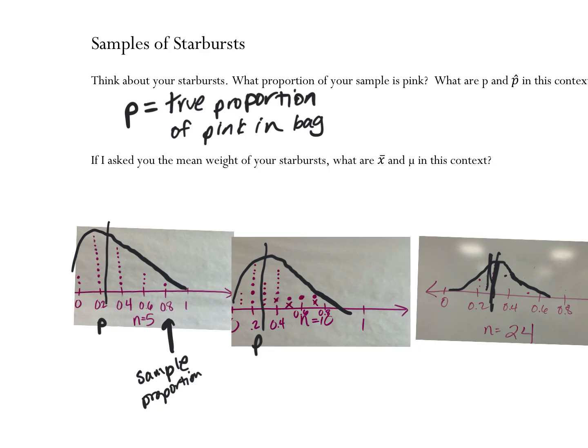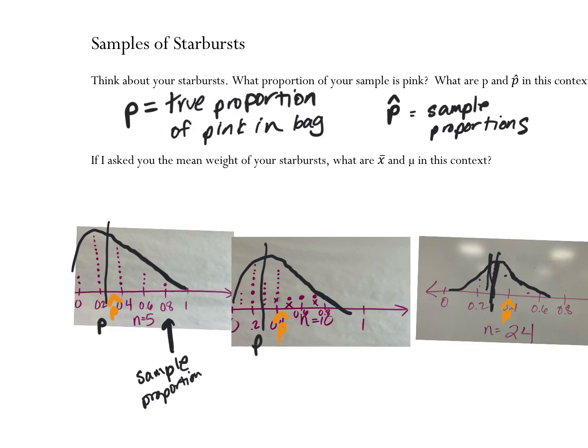And P hat is equal to the different sample proportions. So, are you guys with me? I labeled this as n equals 24, n equals 10, and n equals 5. But in reality, this was a distribution of P hats. So what did we do? We took a population. We took repeated samples of that population.